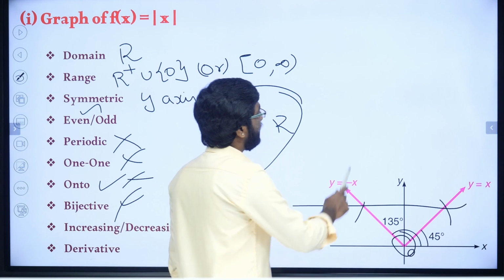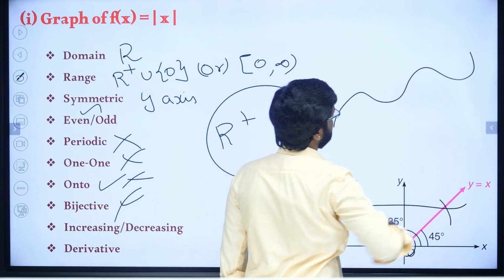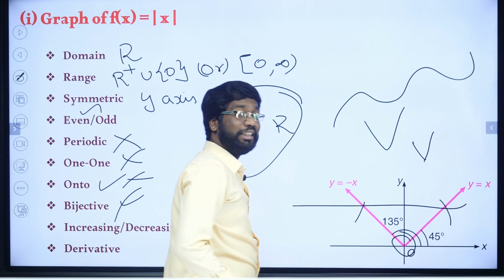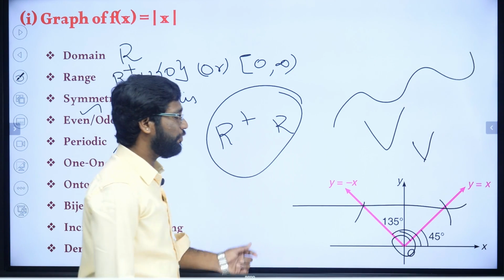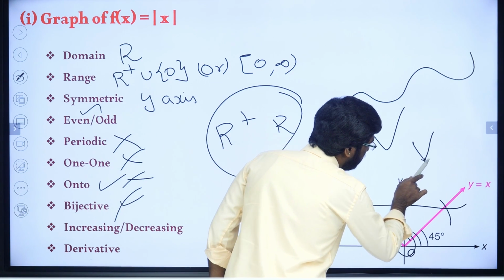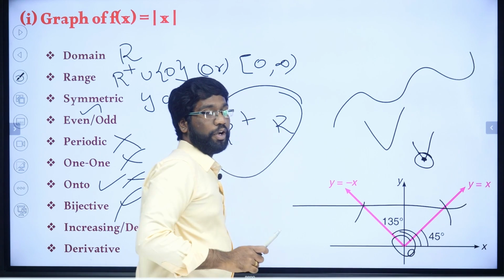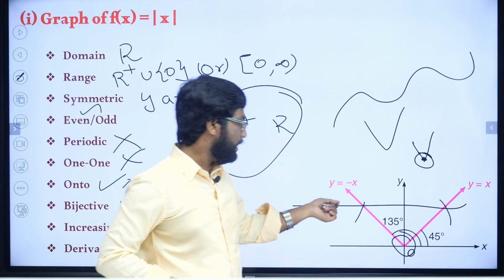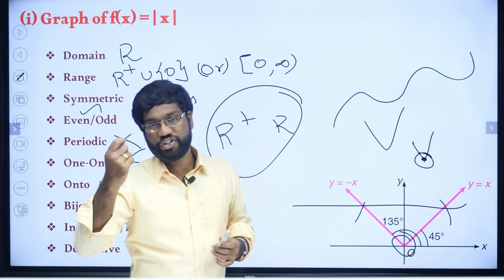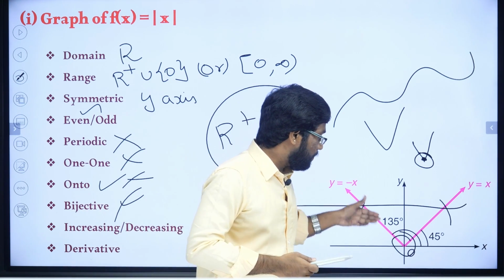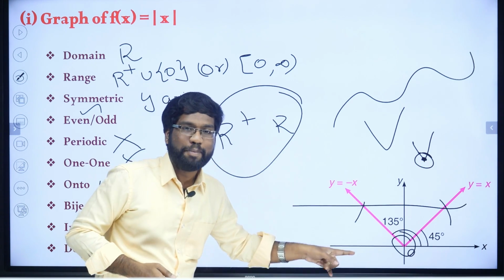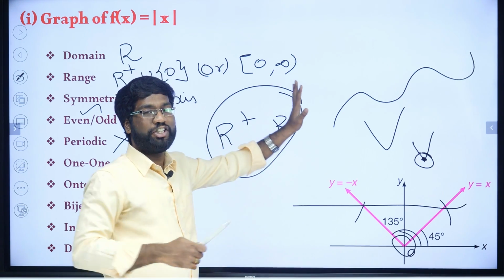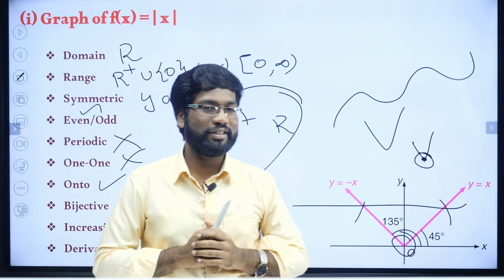I said right, the graph has to be smooth and continuous. If there is any bend like this, like a V, then that function is not differentiable at that particular point. Not the entire graph, my dear students, only at that particular point it is not differentiable. So here it is not differentiable at the origin alone. So differentiable everywhere except at 0. Okay, my dear students, so we have finished the modulus function research.